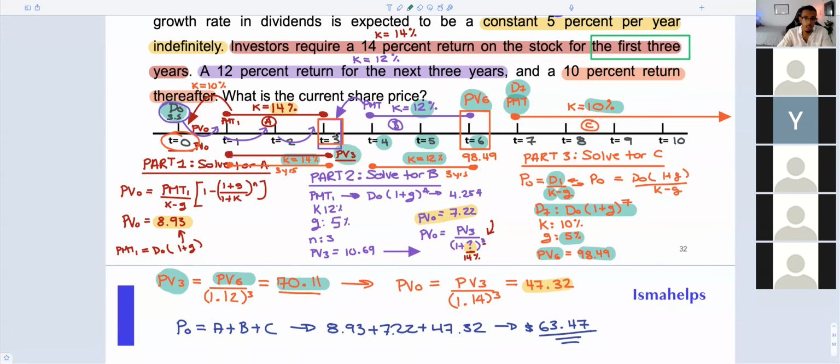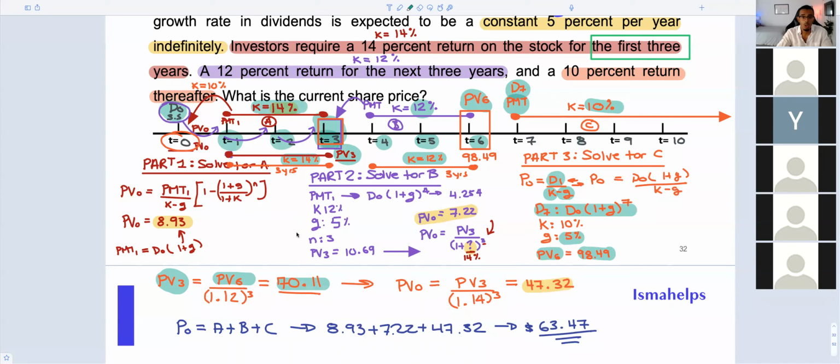Present value 3 is right here. Now, obviously, that's still not equal to PV0. So we need to discount this for another 3 years. However, these 3 years are facing a different required rate of return. They're facing a required rate of return of 14% for T1, T2, and T3.